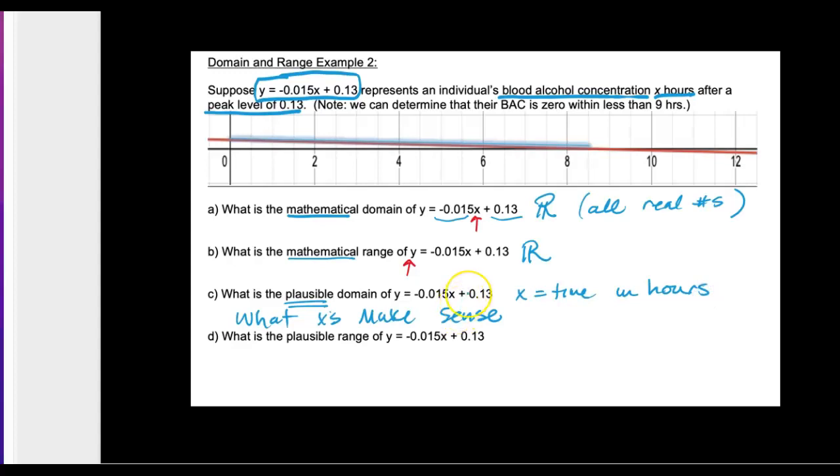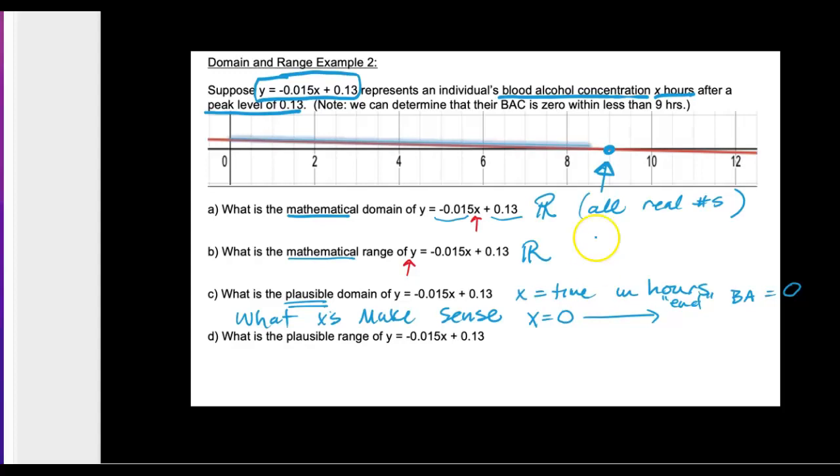And what makes sense is we want to look at when time starts, so when x is 0. We don't want to look at any negative time because that doesn't make sense. And then we want to look at the end time, so we'll call it the end when the blood alcohol level is 0, because beyond then we don't really care. So we can do two things to find that out. We can look at the graph and see where it crosses the x-axis, which looks like it's somewhere between maybe 8 and 9 or 8 and 10.